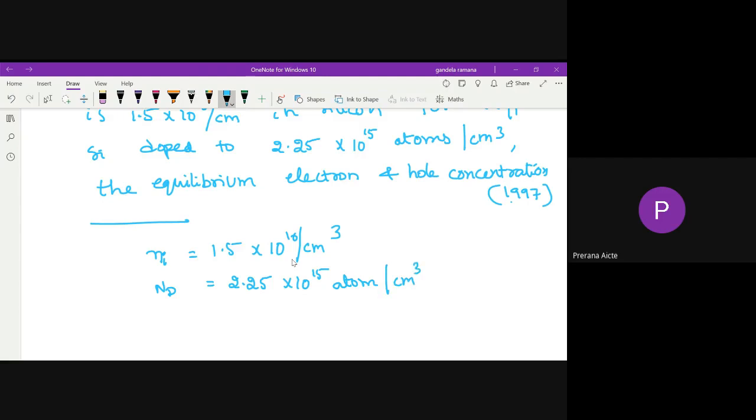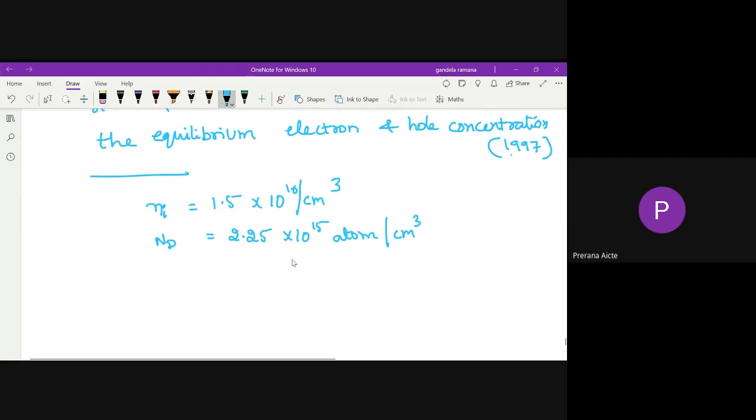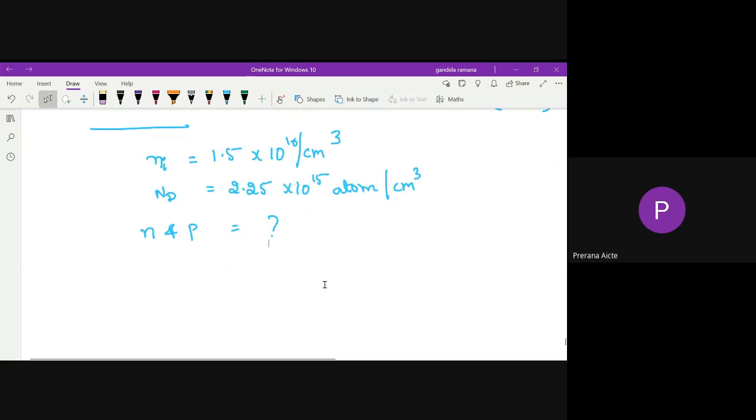By equilibrium, what are the electron and hole concentrations? Silicon doped with phosphorus is N-type, doped with boron is P-type. Phosphorus atoms donate one electron each. So the total number of electrons n is equal to 2.25 into 10 power 15 atoms per centimeter cube.